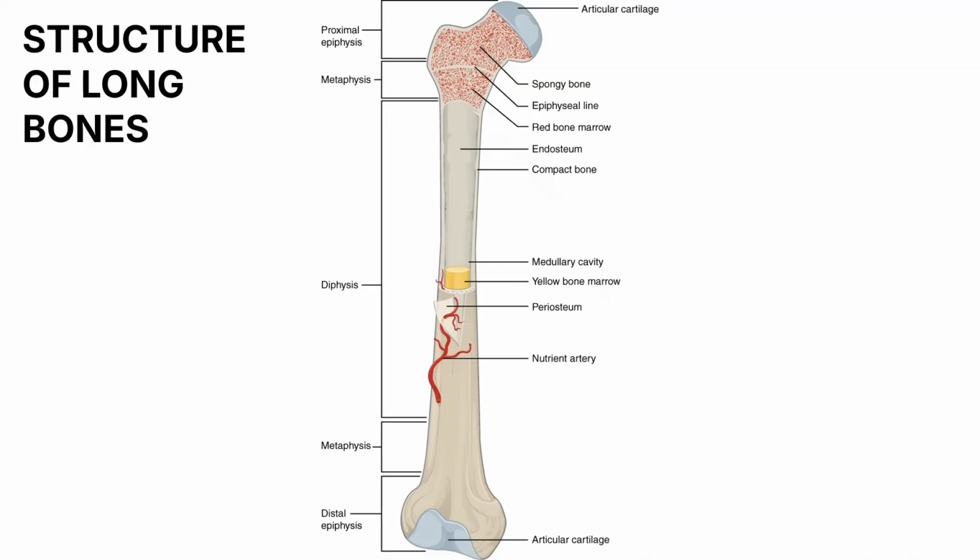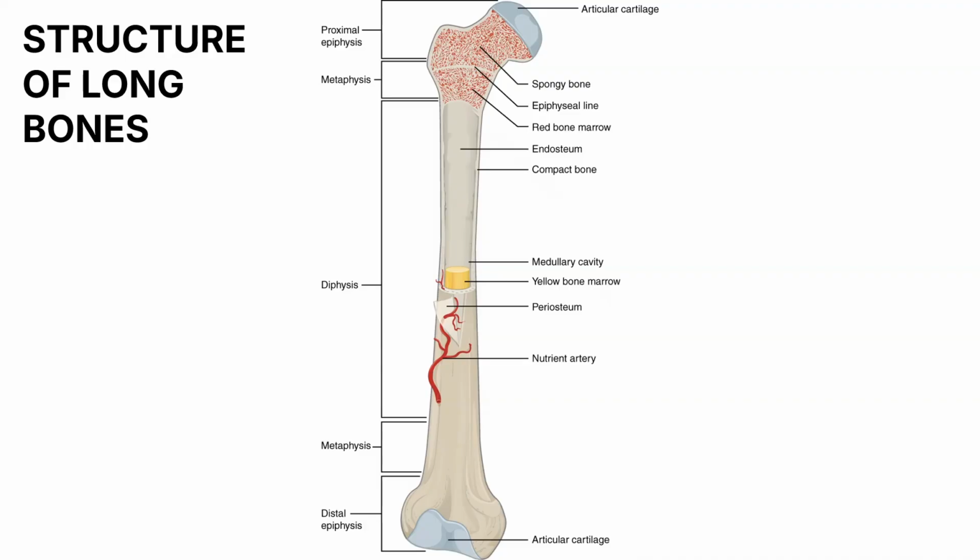Understanding the structure of a long bone is essential for radiographers. A long bone has three main parts. The diaphysis, which is the central shaft. It is long, thick, and strong. It also contains the medullary cavity. The metaphysis, which lies between the shaft and the ends. It contains the epiphyseal plates in growing bones. This area is metabolically active and prone to injury, especially in children.